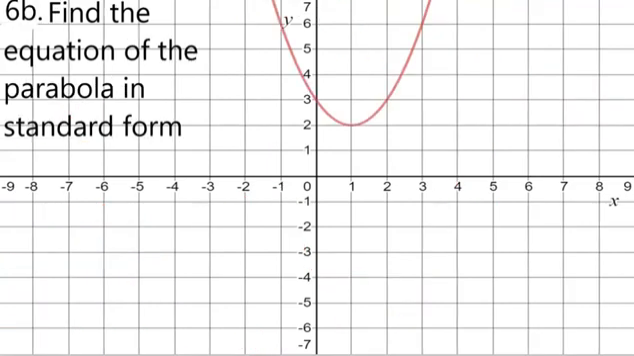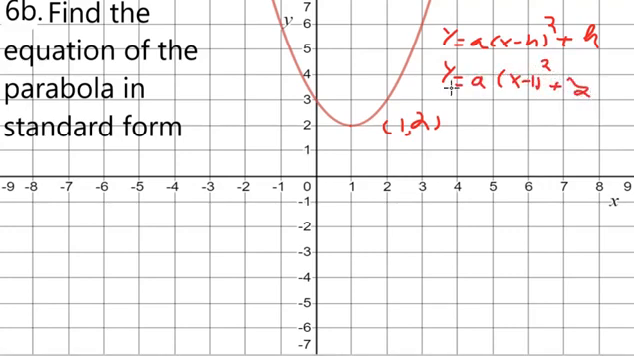Now we are going to find the equation of this parabola in standard form again for 6b. This time it's pretty clear we cannot use intercept form because this parabola has no roots, so it would be impossible. But luckily the vertex is very clearly defined at the point (1, 2). So we can use vertex form, which is y equals a times x minus h squared plus k. So this will become, with my vertex, y equals a times x minus 1 squared plus 2.